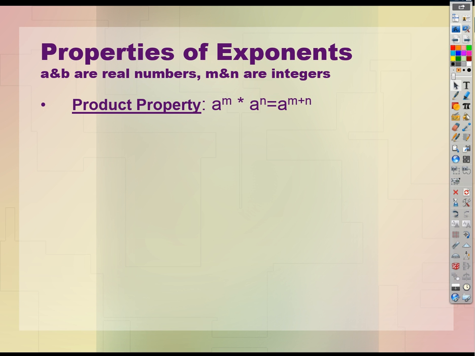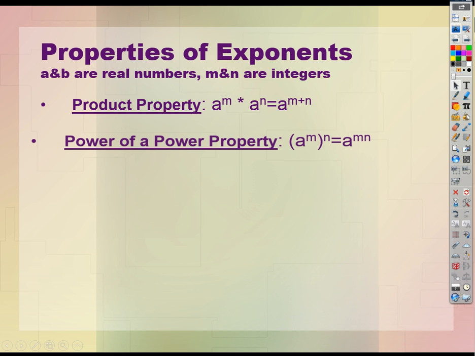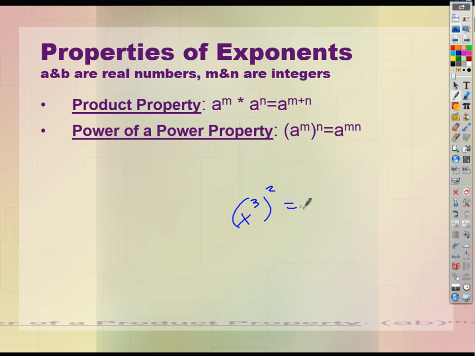Okay, now what if I take a power to a power? So I'm taking a power to an exponent. What do I do then? Multiply the exponents. So for example, if I have something like x cubed squared, that's the same as x to the 6th. See, that's different, right? Okay. Questions?